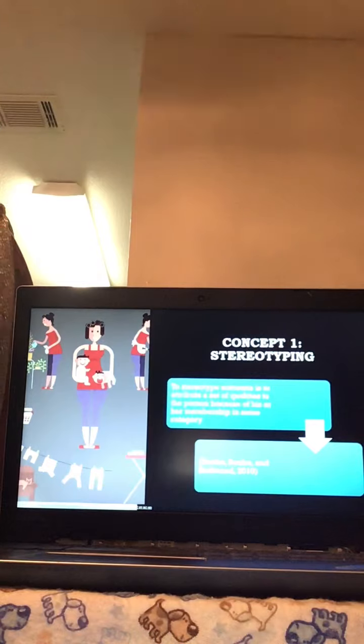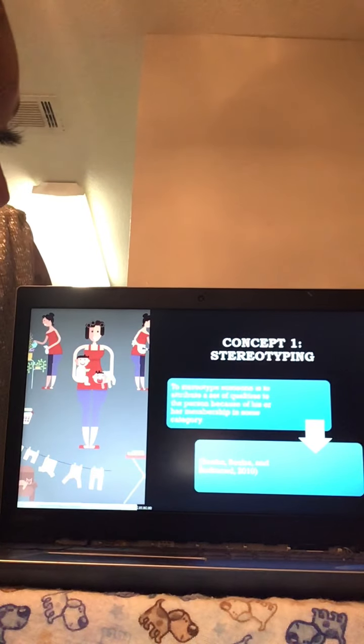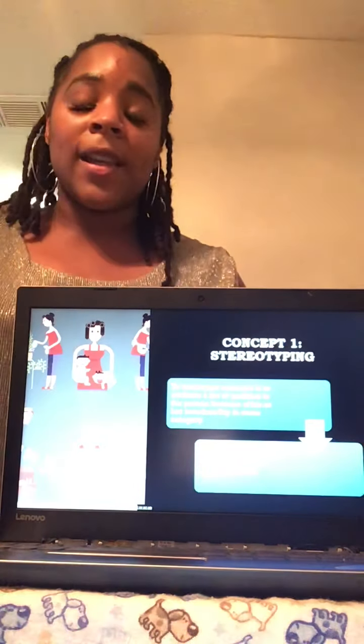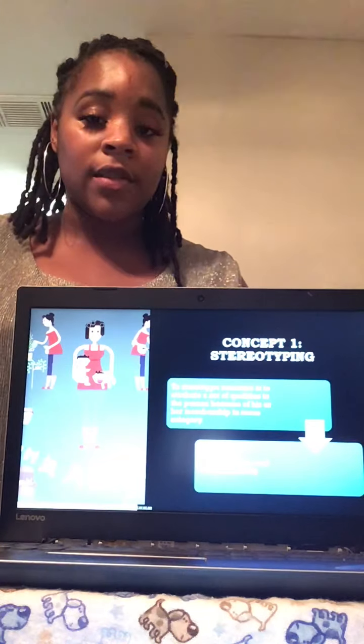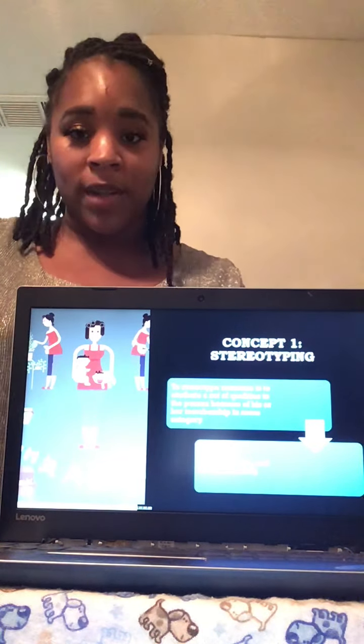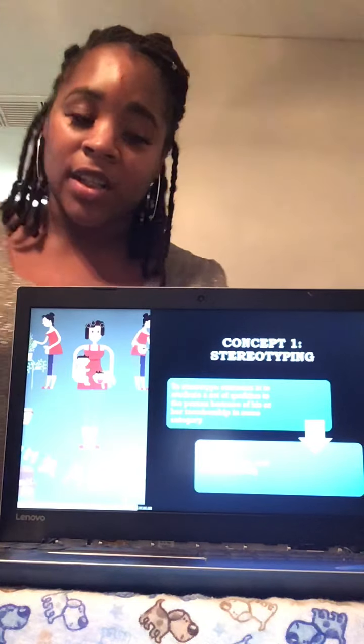Our first concept is stereotyping. To stereotype someone is to attribute a set of qualities to a person because of his or her membership in some category. This could be gender roles, like my picture, or it can be racial discrimination. It could be any type of discrimination.